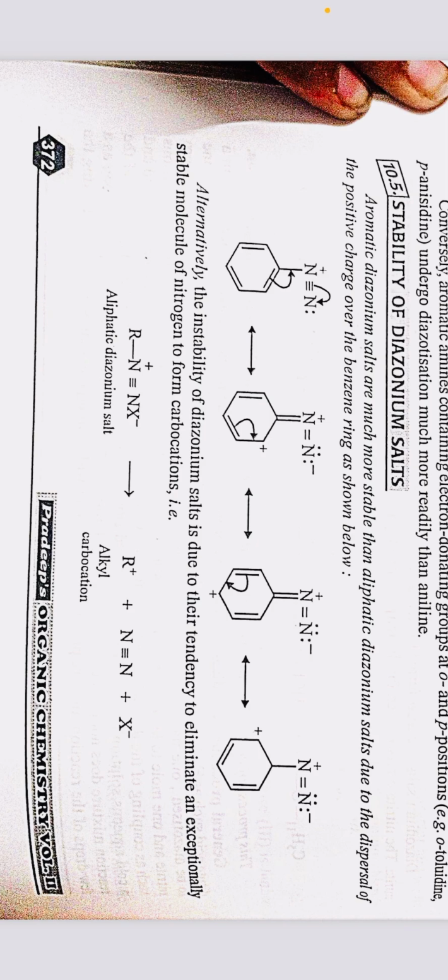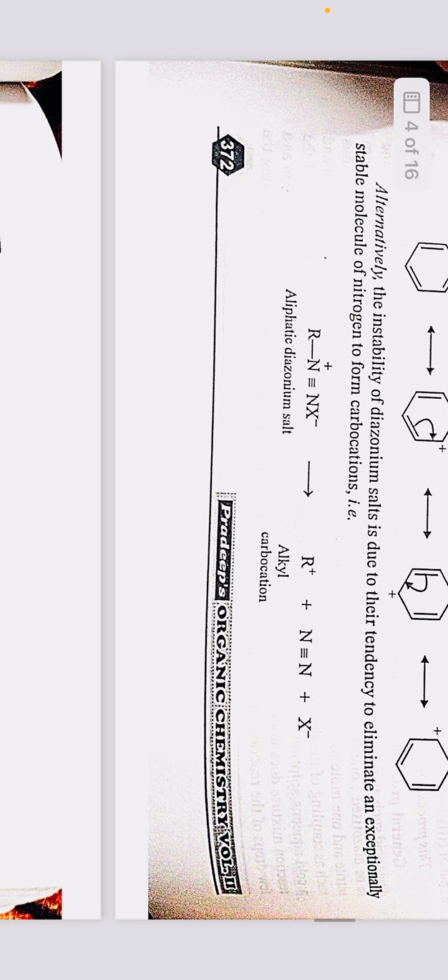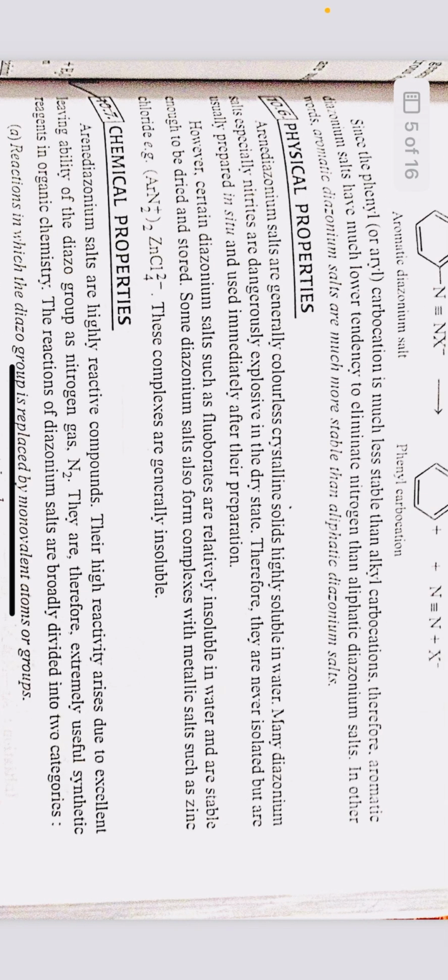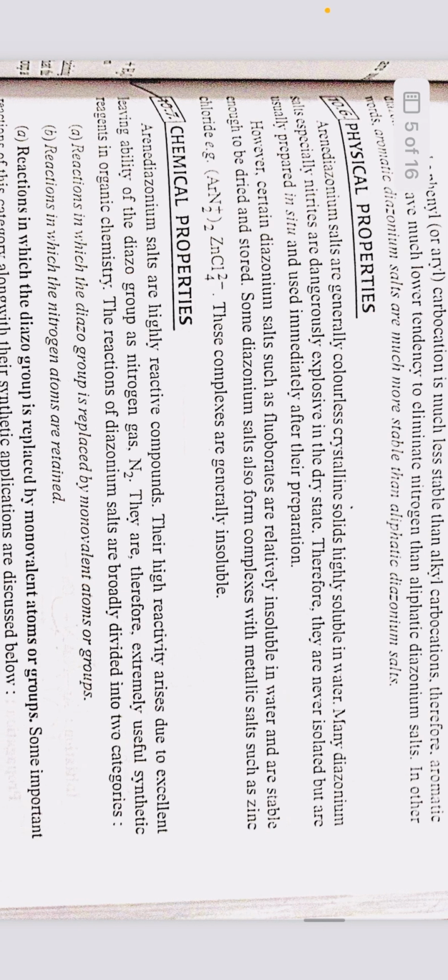Stability of diazonium salts. Aromatic diazonium salts are much more stable than the aliphatic diazonium salts due to the dispersal of positive charge over the benzene ring as shown below. Alternatively, the instability of diazonium salts is due to their tendency to eliminate an exceptionally stable molecule of nitrogen to form the carbocation. Since the phenyl carbocation is much less stable than alkyl carbocation, therefore aromatic diazonium salts have lower tendency to eliminate the nitrogen than aliphatic diazonium salts. In other words, aromatic diazonium salts are more stable than the aliphatic diazonium salts.